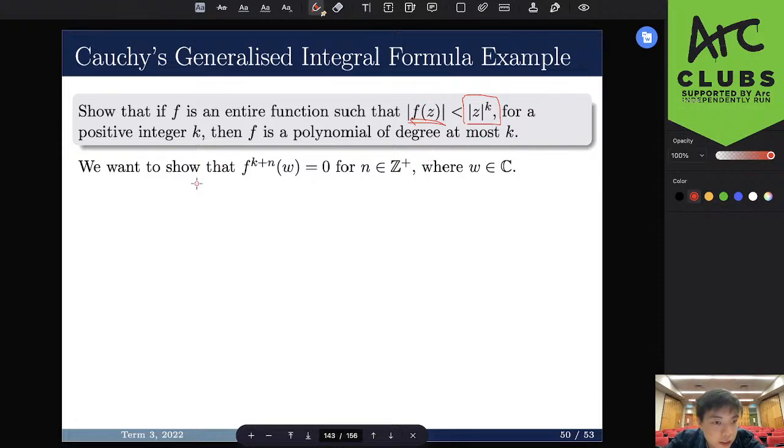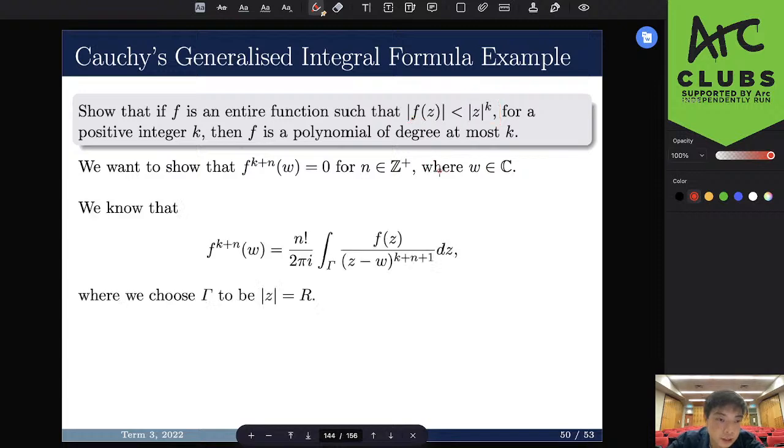So first, we want to consider that we want a polynomial of degree at most k, right? So that means that our k plus nth derivative has to be 0 if n is a positive integer, which means the k plus 1th derivative is 0, the k plus 2th derivative, and so on. And so we can first transform our derivative through the Cauchy generalized integral formula to be in this form. And then, of course, generally, if we want to show something's equal to 0, you use something like the ML lemma.